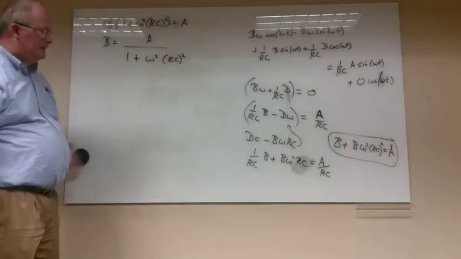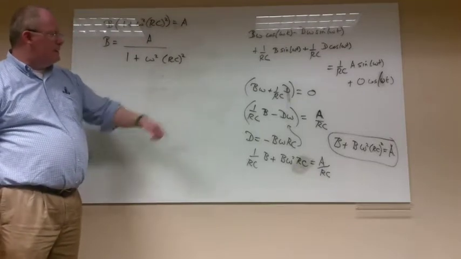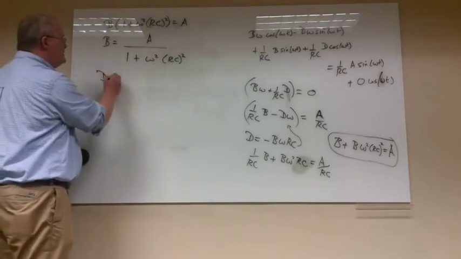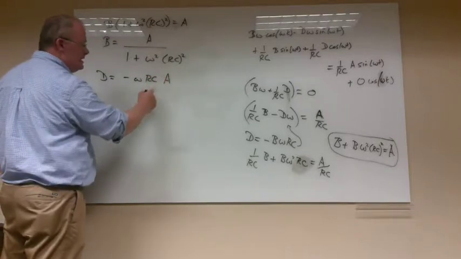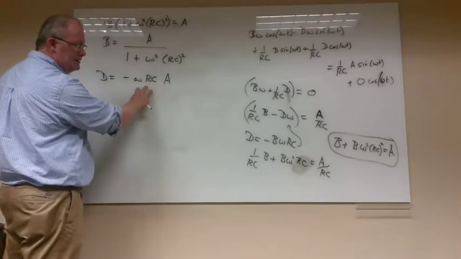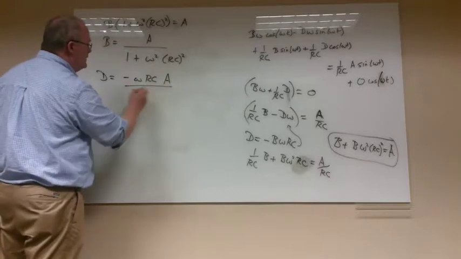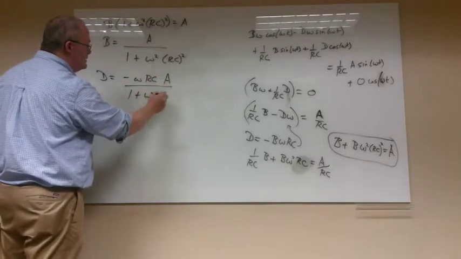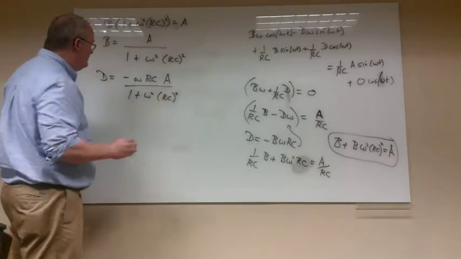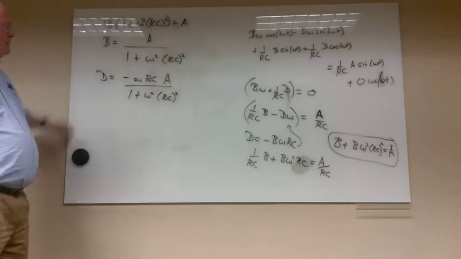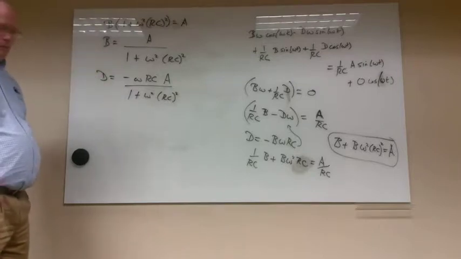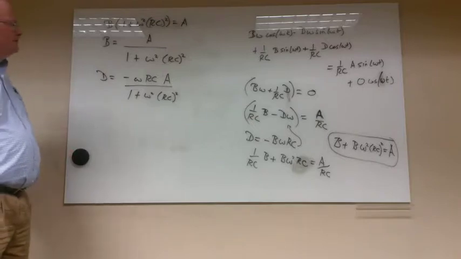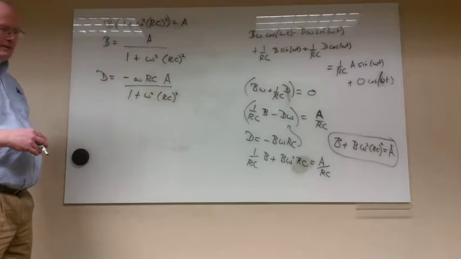Got that down. D is equal to negative B times omega RC. So D is equal to negative omega RC times A, that's the coefficient, omega RC times the A and the negative, of course, divided by 1 plus omega squared RC quantity squared. There you go. So now we have a sine coefficient and a cosine coefficient for what happens. And this does lead us to some information about what happens at high frequencies and at low frequencies.